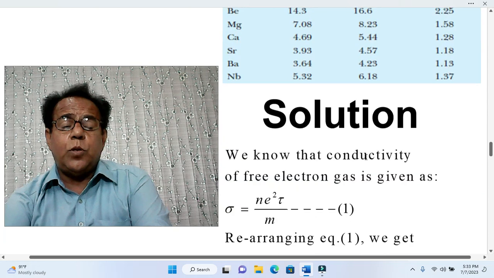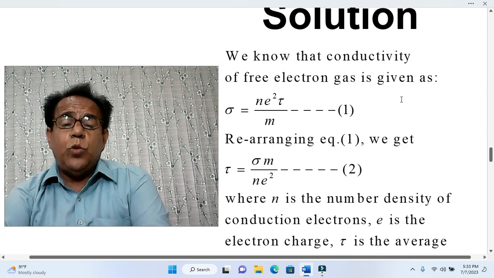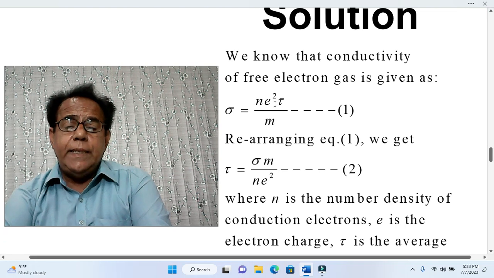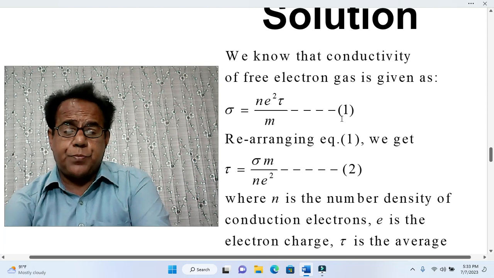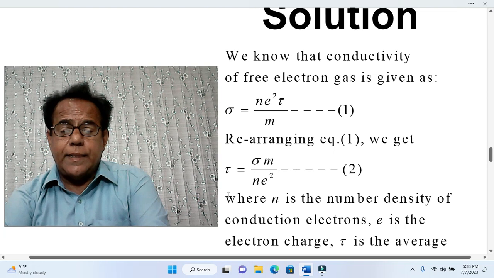Anyhow, now we come to the solution. We know that conductivity of free electron gas, that is electrical conductivity rho, is equal to n e square tau over m, equation number 1. Rearranging equation number 1, we get tau equal to rho m over n e square, equation number 2.